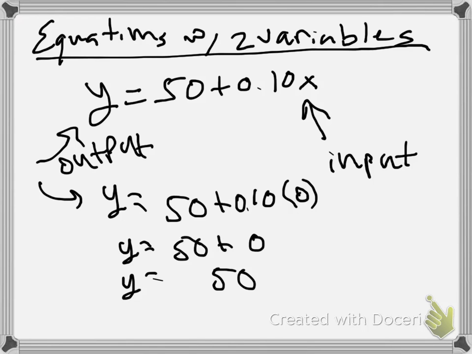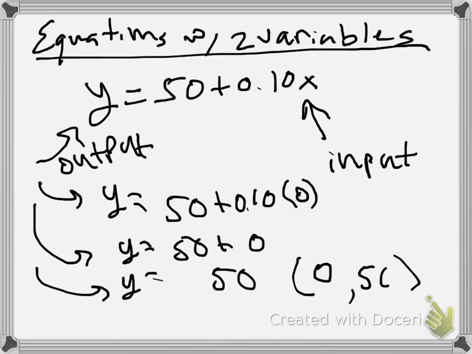So when you have two variables, one variable is the value that you input, and the other variable, generically y, is the output. One way that we can notate that is with an ordered pair. The ordered pair says I input 0, and as a result I output 50. This is called an ordered pair because it alphabetically orders the input x and the output y.